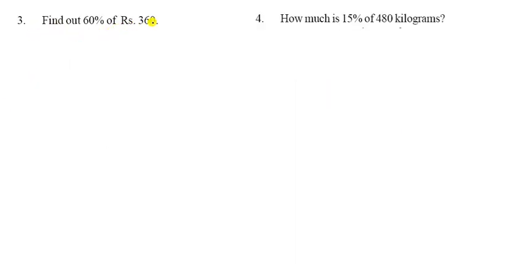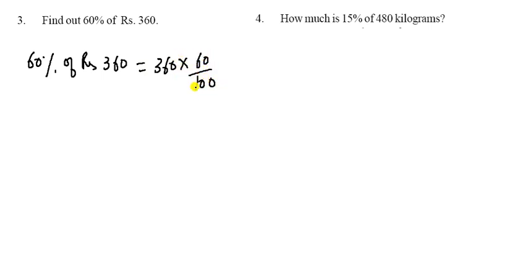Now come to the third question. Find out the 60% of rupees 360. So you have to write 60% of rupees 360. So what will happen? It is 360 into 60 upon 100.